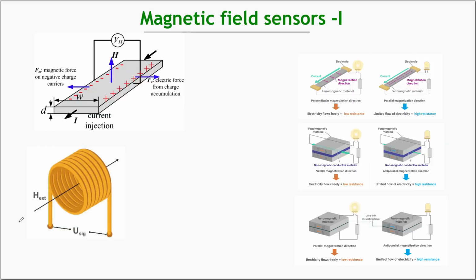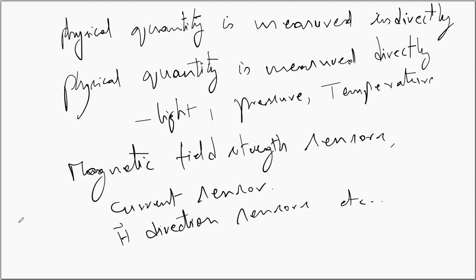In this video, we gave a brief introduction to the magnetic field sensors. We have also discussed the induction coil based magnetic field sensors and the Hall effect based magnetic field sensors. We have said that physical quantity is measured indirectly in the case of magnetic field sensors, whereas in the conventional sensors, the physical quantity is measured directly. The conventional sensors such as light sensors, pressure sensors, temperature sensors, they measure the physical quantity directly. The magnetic field sensors, they measure the current, they can also measure the direction of the magnetic field intensity, etc.